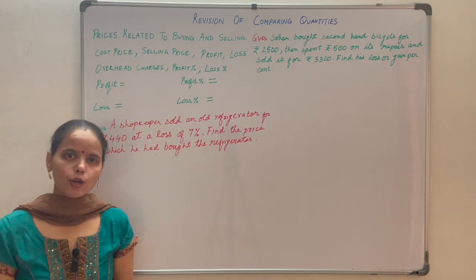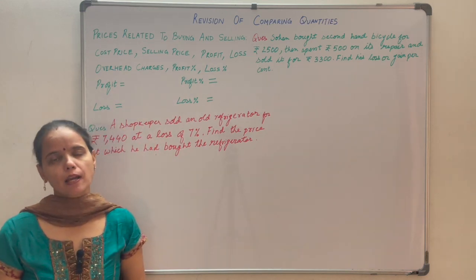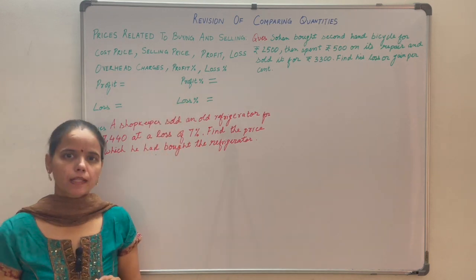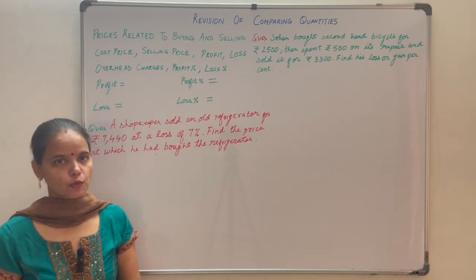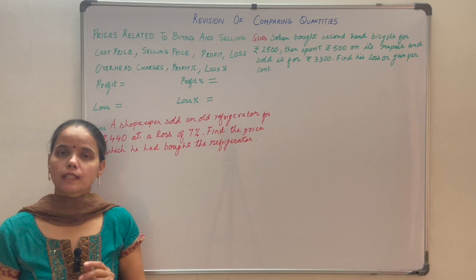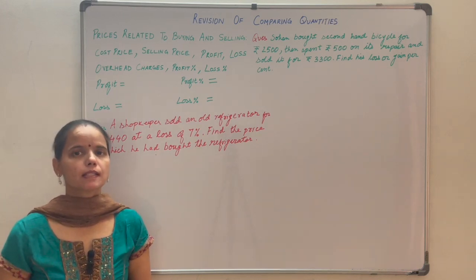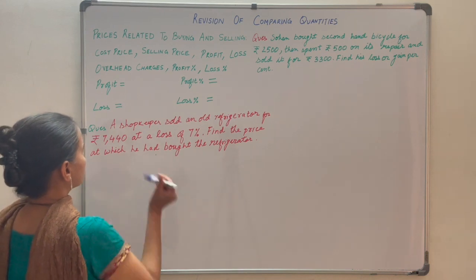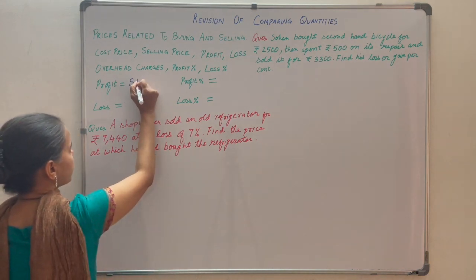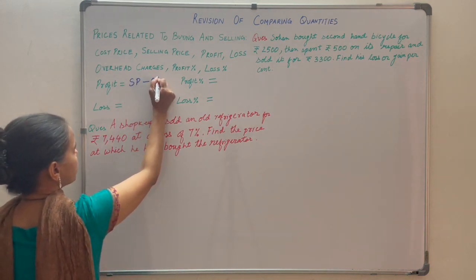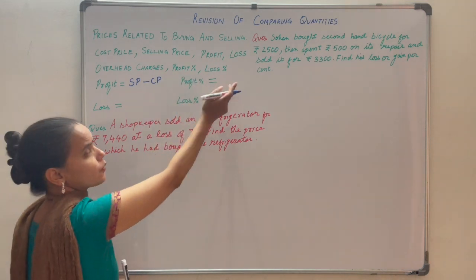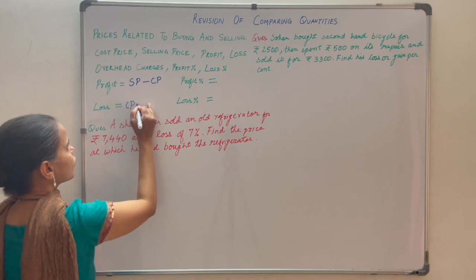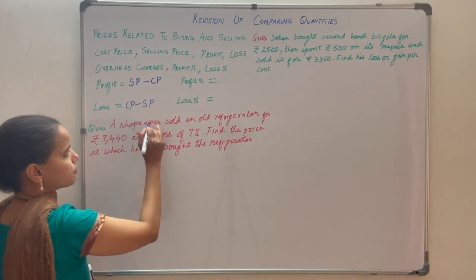Prices relate to buying and selling. First concept is cost price. Cost price is the price at which the item is bought. Selling price is the price at which the item is sold. Profit: when the selling price is more than the cost price, then it is profit. So let us write it down. Selling price minus cost price is profit. Loss: when cost price is more than the selling price. So loss is cost price minus selling price.